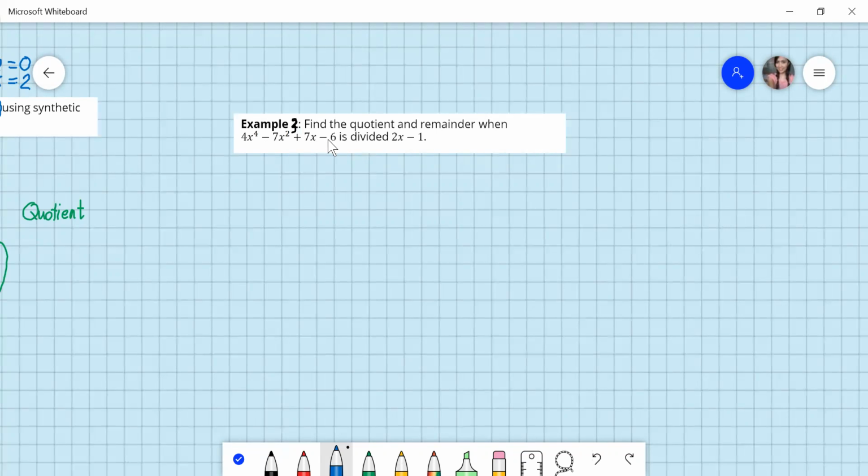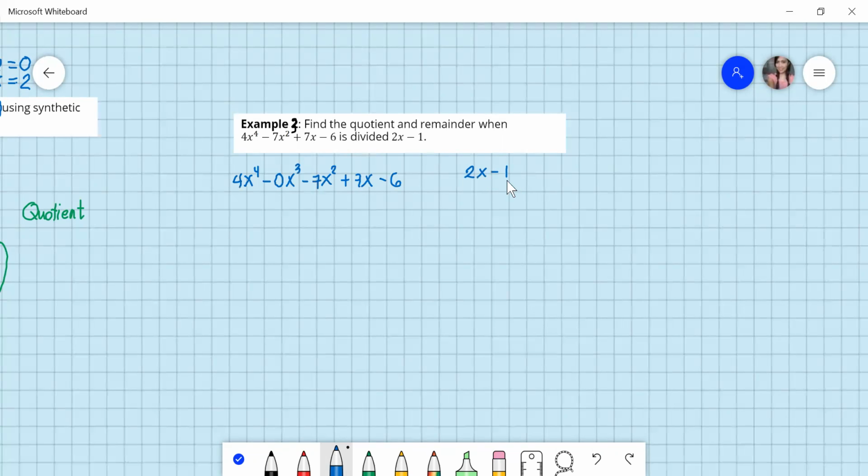So what is the missing term? The missing term here is the cube, so we need to use a filler. Our new expression is 4x to the fourth, plus the filler 0 cube, minus 7x squared, to make it 5 terms. These are now our coefficients. And our c here is from the divisor, which is 2x minus 1.